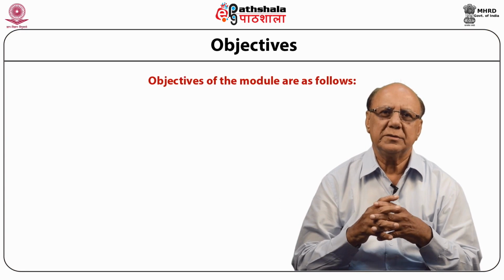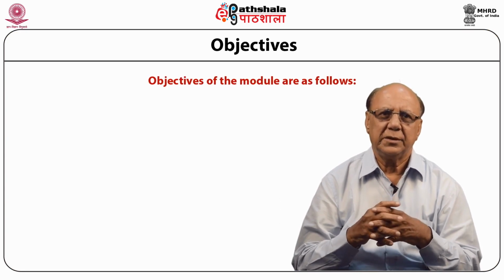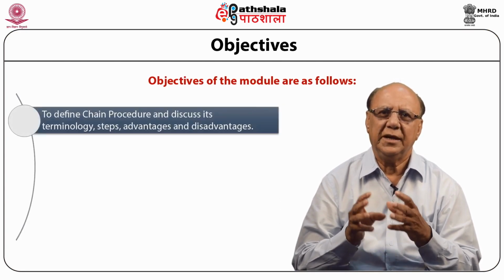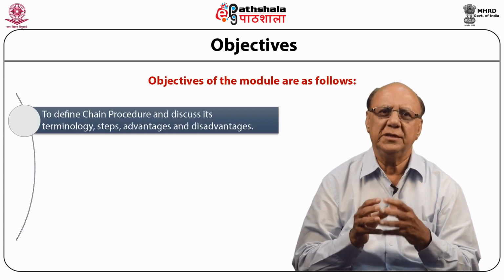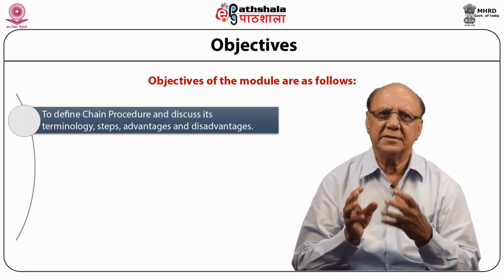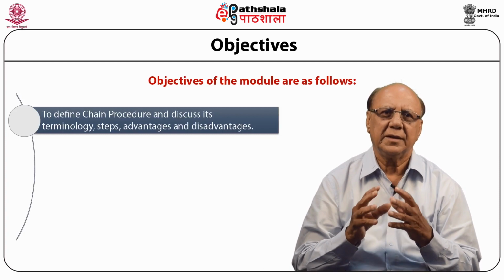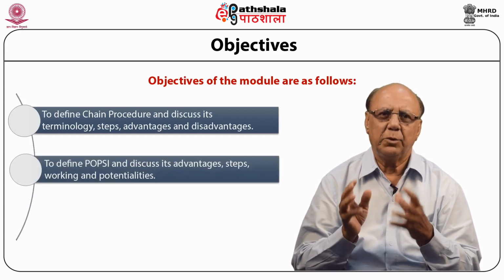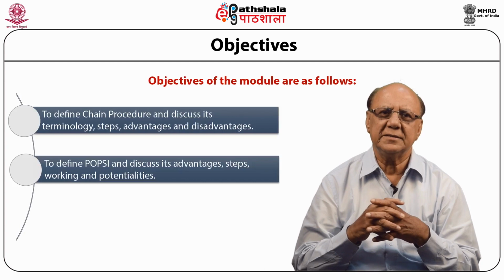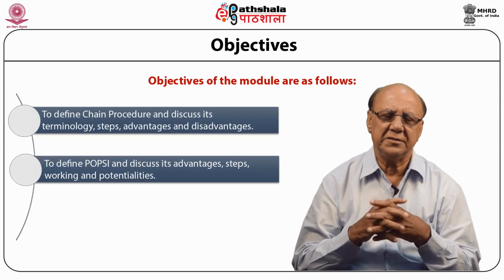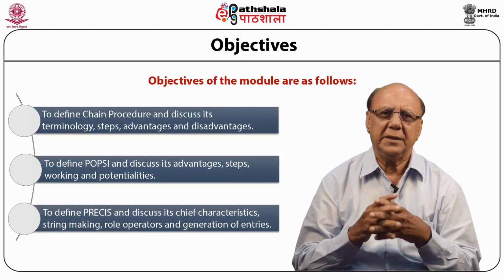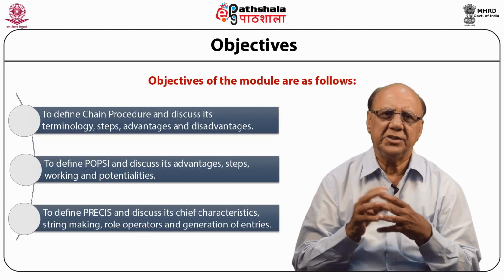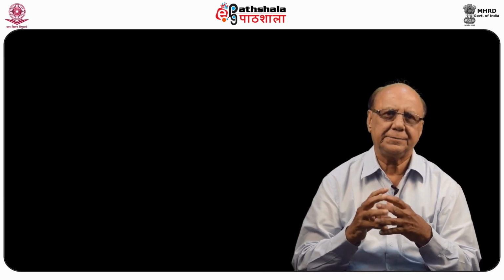Objectives of the modules are as follows: to define chain procedure and discuss its terminology, steps, advantages and disadvantages. To define POPSI and discuss its advantages, steps, working and potentialities. To define PRESIS and discuss its chief characteristics, string making, role operators, and generation of entries.